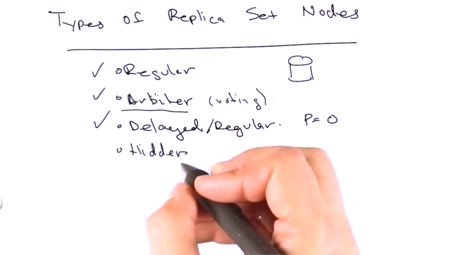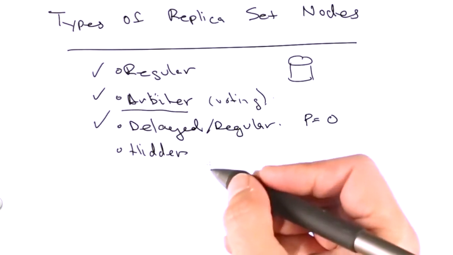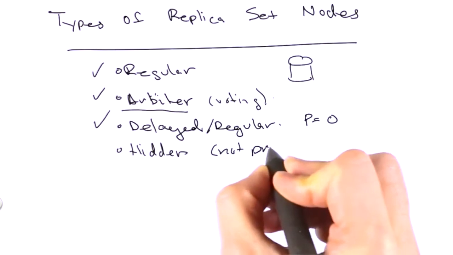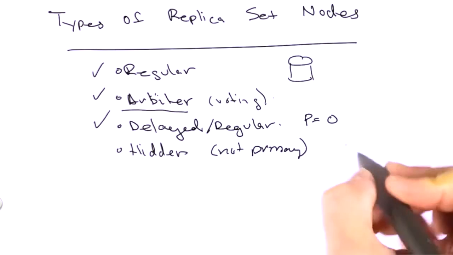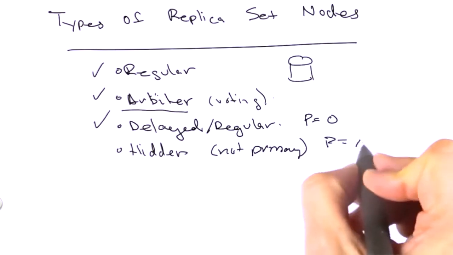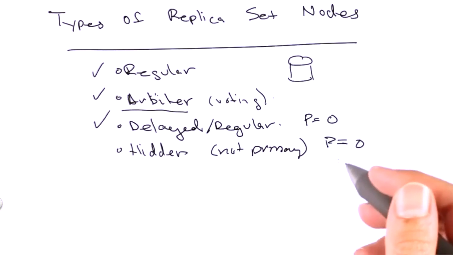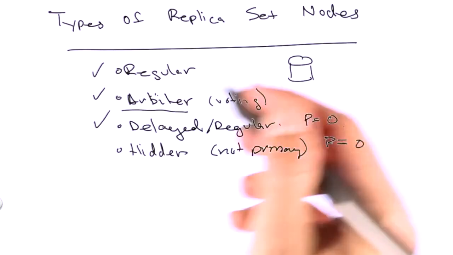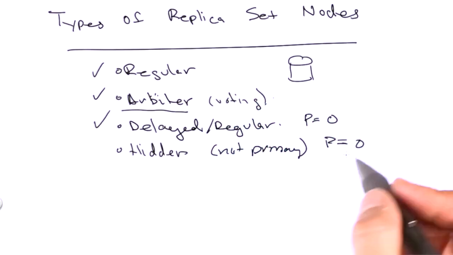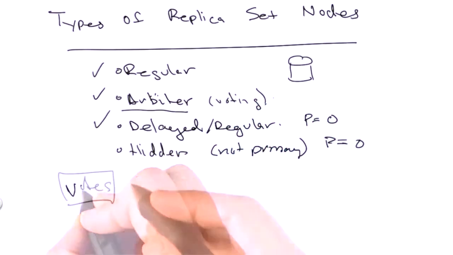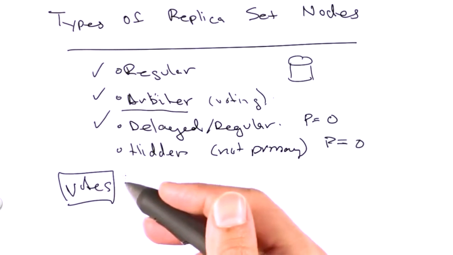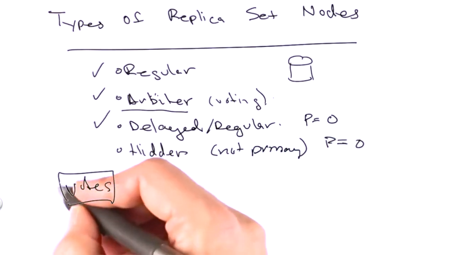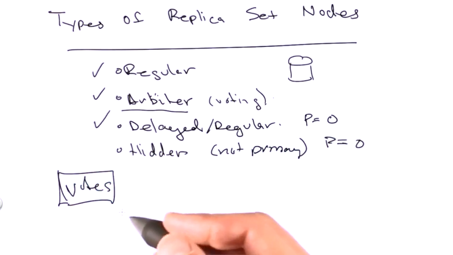And then the final type of node is a hidden node. A hidden node is a node that's often used for analytics. It cannot become the primary node, so it's never the primary, because it also has its priority set to 0. So the other concept is one of votes, that you can decide how many votes each of these nodes has. We'll assume that every node has 1 vote because in reality it's not too convenient or typical to give more than 1 vote to a node.